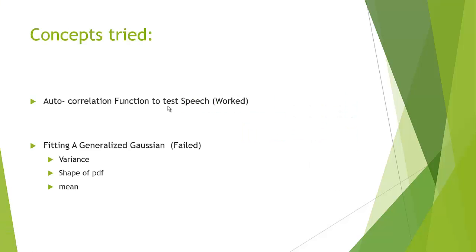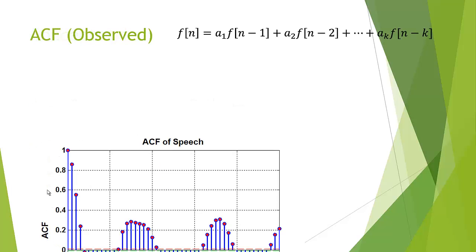We tried 2 concepts to find out whether a recorded segment has speech or not. The first concept that we tried was using the autocorrelation function of the test segment, and it worked. The second thing that we tried was fitting a generalized Gaussian to the PDF of the recorded segment, which unfortunately didn't work. But anyways, we'll mention that too.